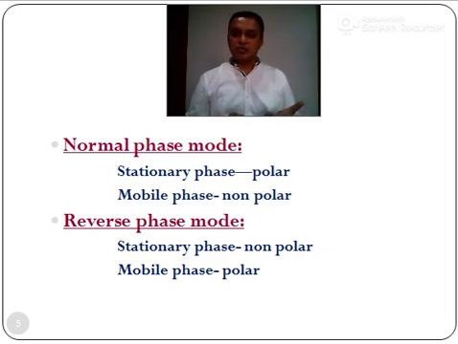In normal phase mode, it is the reverse. Non-polar compounds are separated out first and polar compounds are separated out later because they have more affinity towards the stationary phase. About 90% of the compounds analyzed by HPLC, which are used as pharmaceutical substances, are polar in nature, so that's why reverse phase mode is generally used.